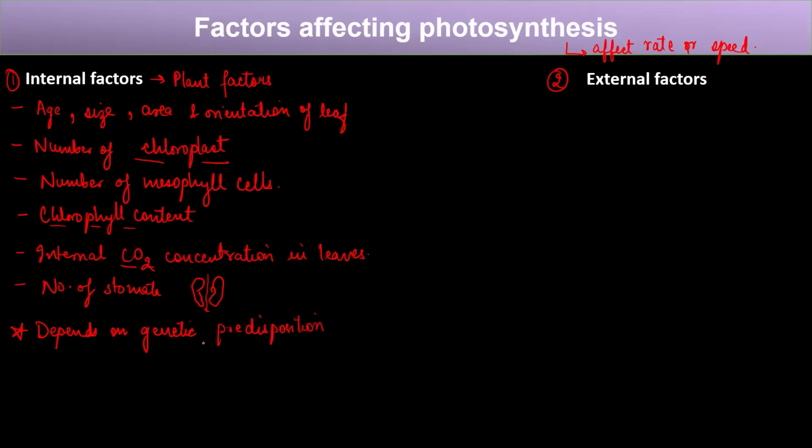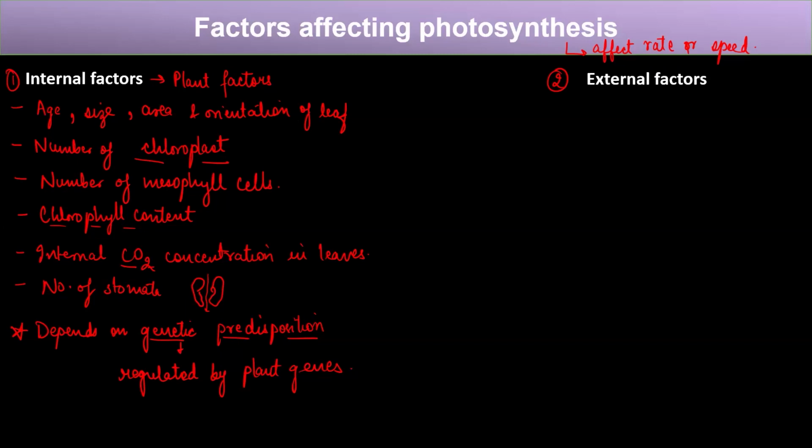What does genetic predisposition mean? It means what are the genes, or what is the genetic constituent, of that plant. All living organisms have a certain genetic composition, right? And this genetic composition governs all the reactions that take place in our body or in any living thing. So photosynthesis and all these internal factors depend on genetic predisposition, or they are regulated by plant genes. Okay, so these are the internal factors.